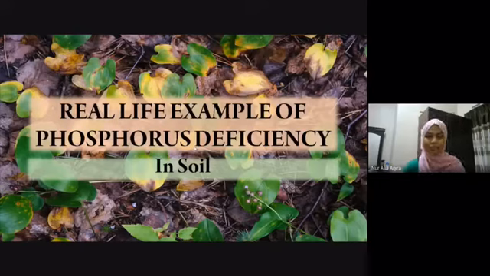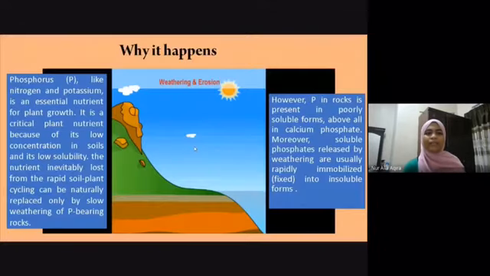As we know, phosphorus is a nutrient that we need, especially for plant growth. Phosphorus, like nitrogen and potassium, is an essential nutrient for plant growth. It is because of its low concentration in soils and its low solubility. The nutrient is inevitably lost from the rapid soil-plant cycling and can be naturally replaced only by slow weathering of phosphorus-bearing rocks. Phosphorus may exist naturally in the environment through weathering and erosion.